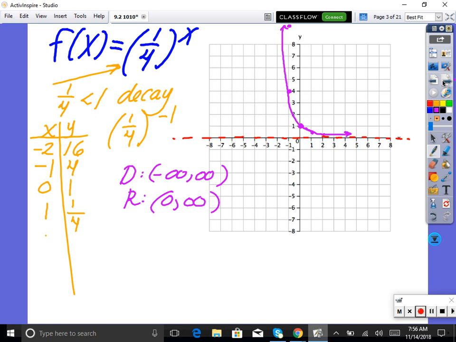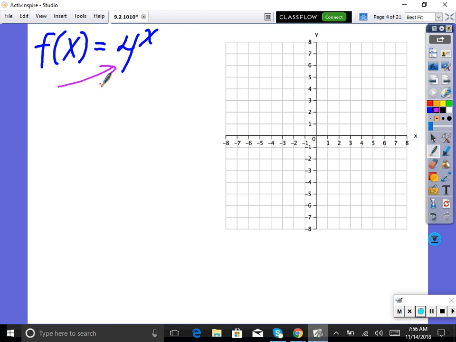Because negative exponents means you flip your fraction. That's just by definition what a negative exponent is. So 1/4 raised to the -1 would flip both of those. That would be 4 over 1. Okay, another one. Let's graph another one. This one is growth. Because 4 is greater than 1.